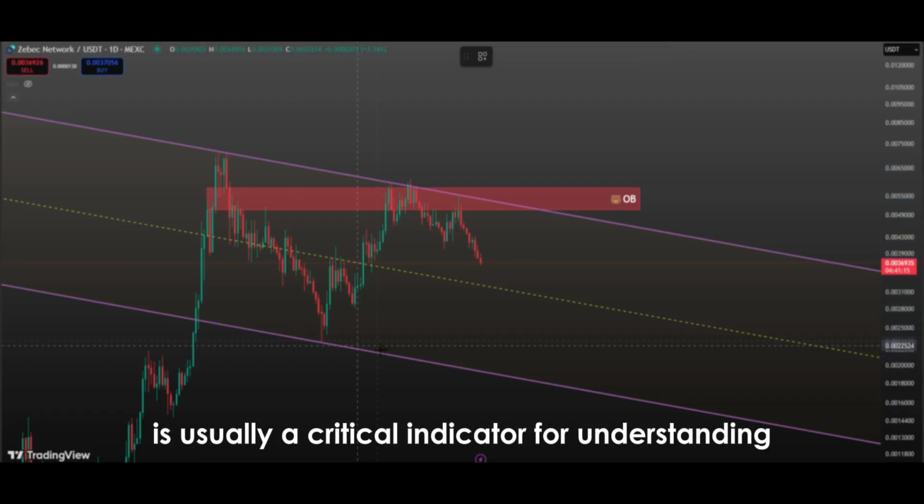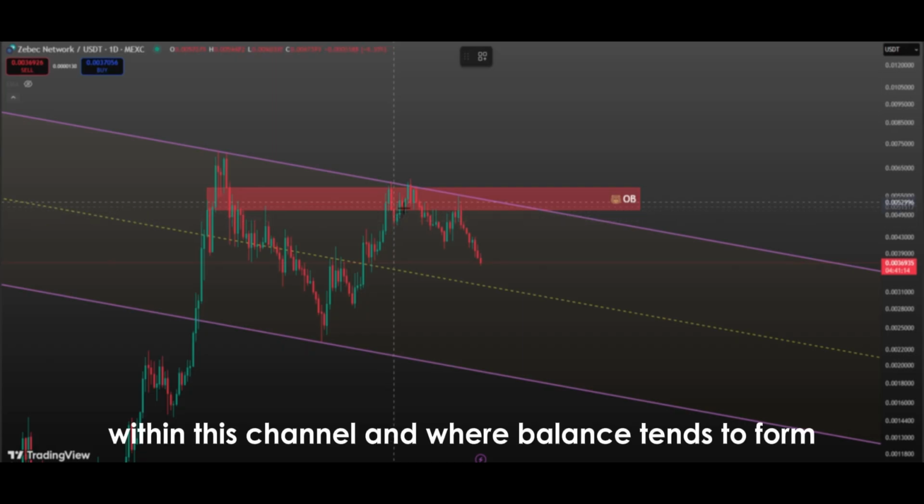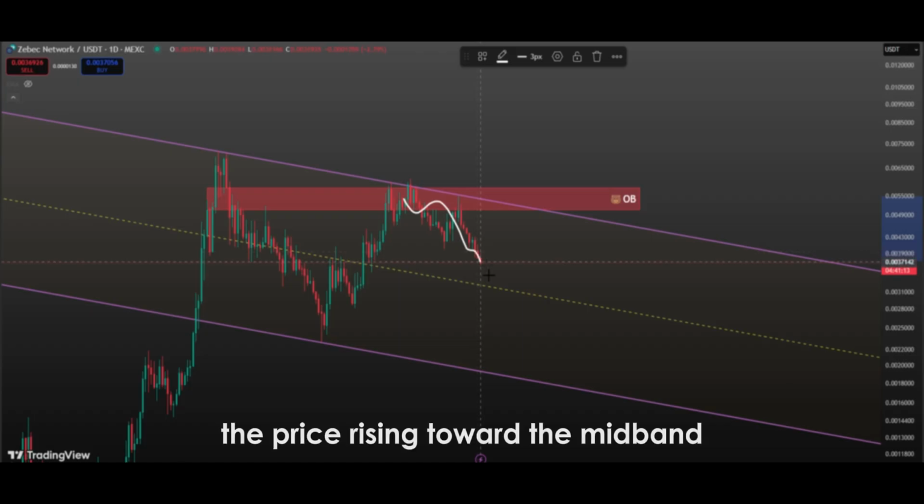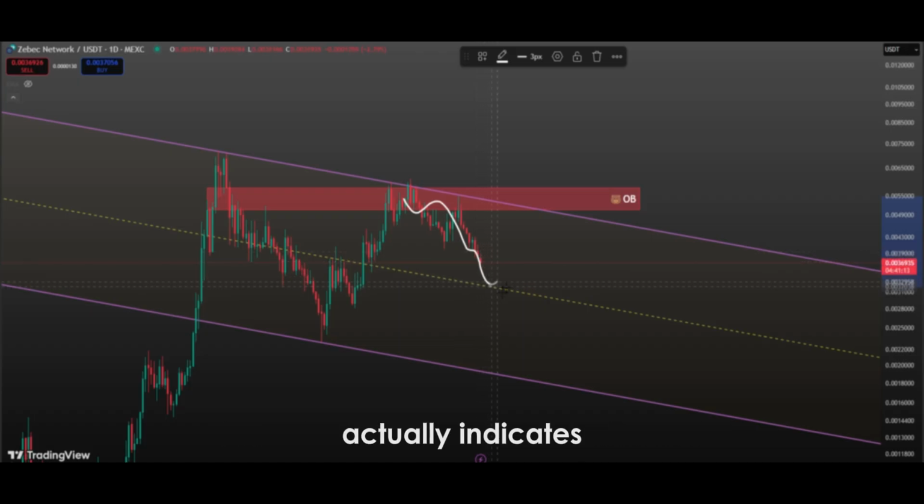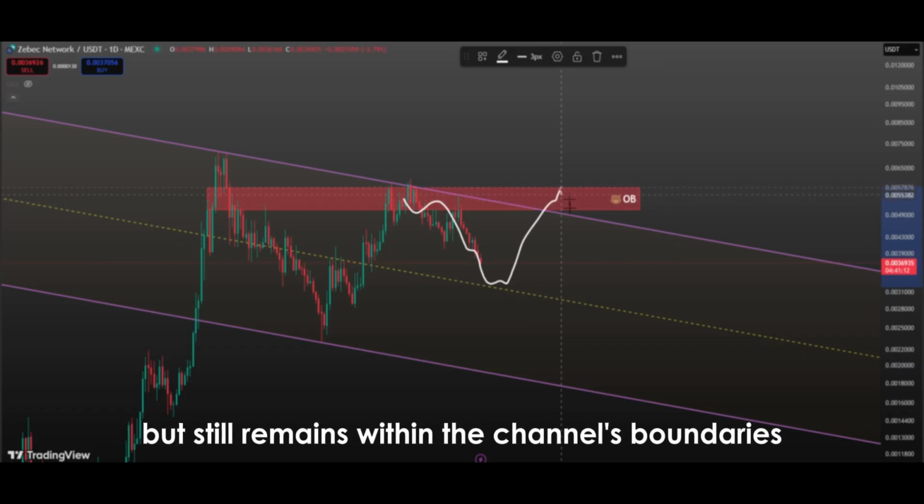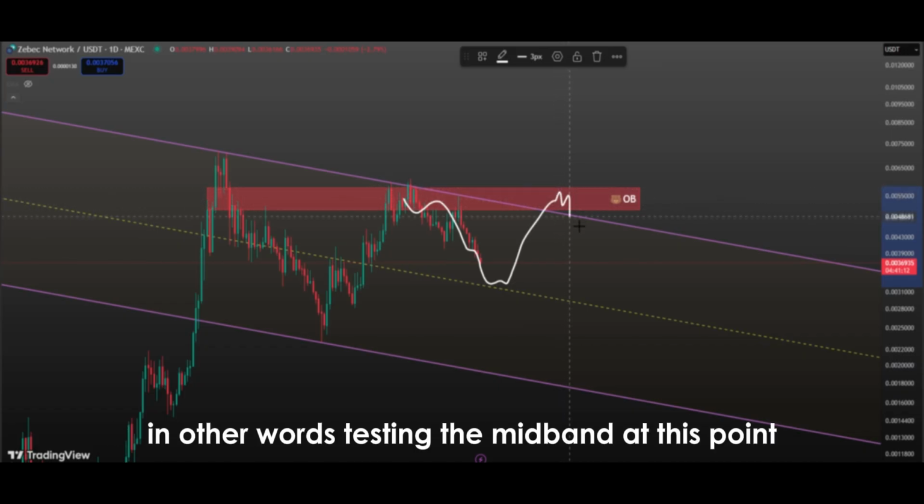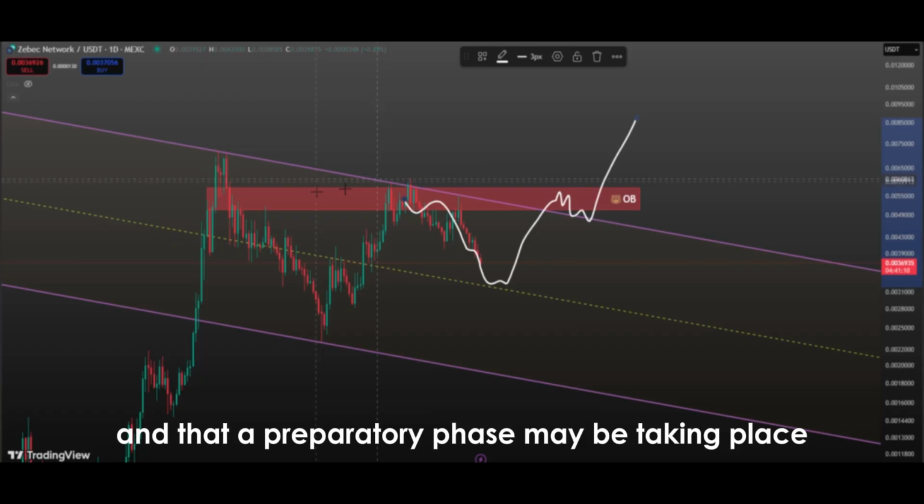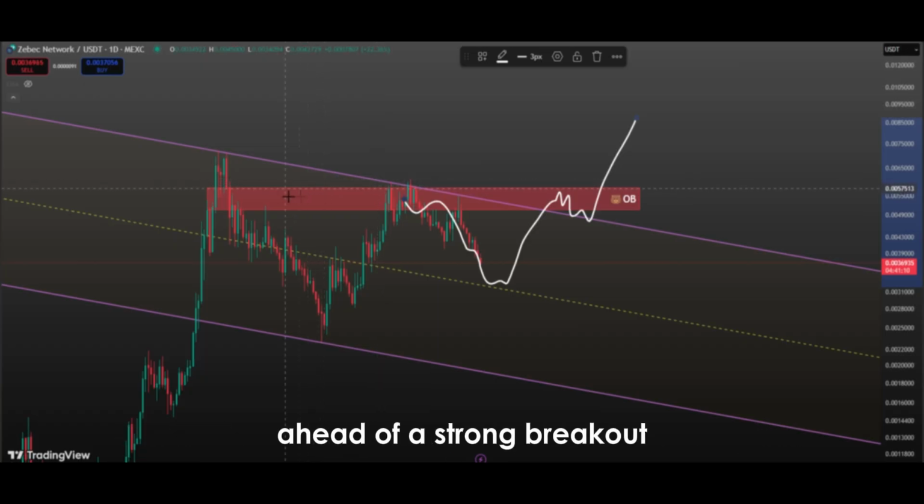The midband is usually a critical indicator for understanding how the price oscillates within this channel and where balance tends to form. In the situation you mentioned, the price rising toward the midband actually indicates that the market has entered a certain recovery trend but still remains within the channel's boundaries. In other words, testing the midband at this point suggests that the price is moving healthily within the channel and that a preparatory phase may be taking place ahead of a strong breakout.